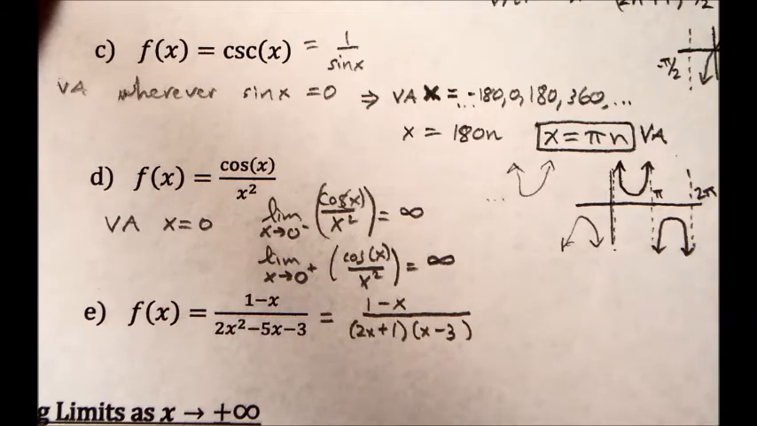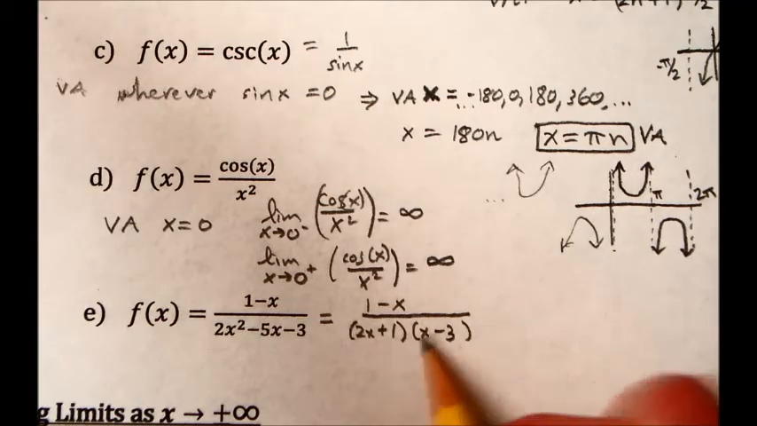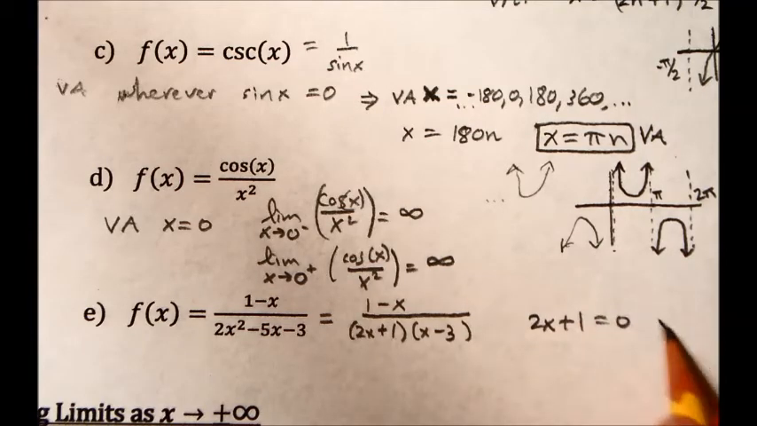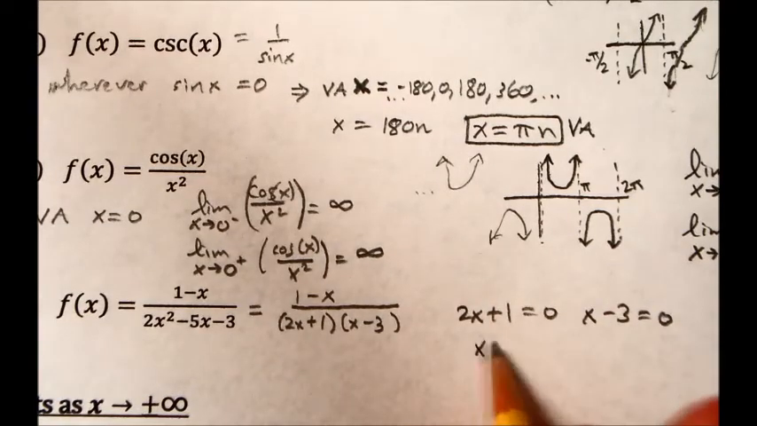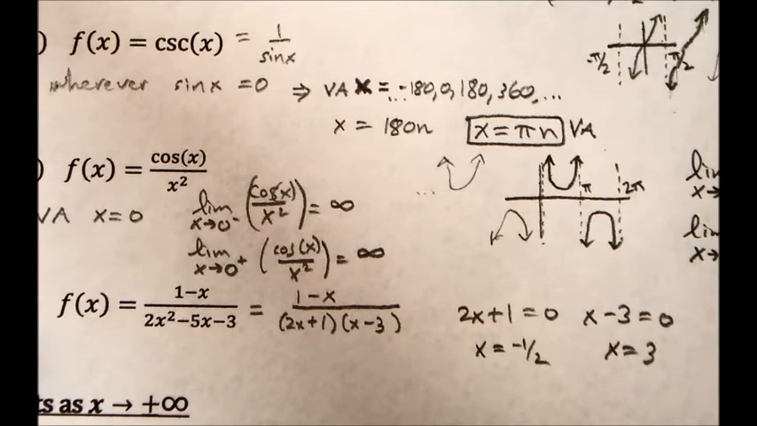It does not reduce. Okay, so that means that both of these denominator factors represent vertical asymptotes. Okay, so domain restricts x equals, you said 2x plus 1 equal to 0, and x minus 3 equal to 0. We get two values, x equals negative 1/2, and x equals 3. These are both vertical asymptotes. Okay, let's check the behavior on these.